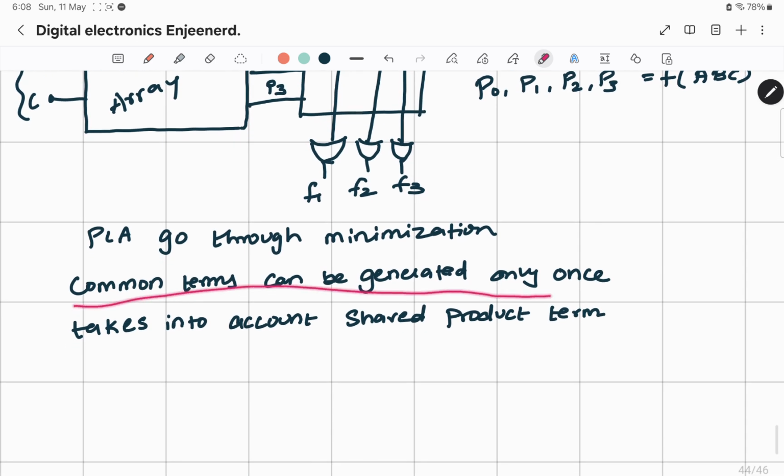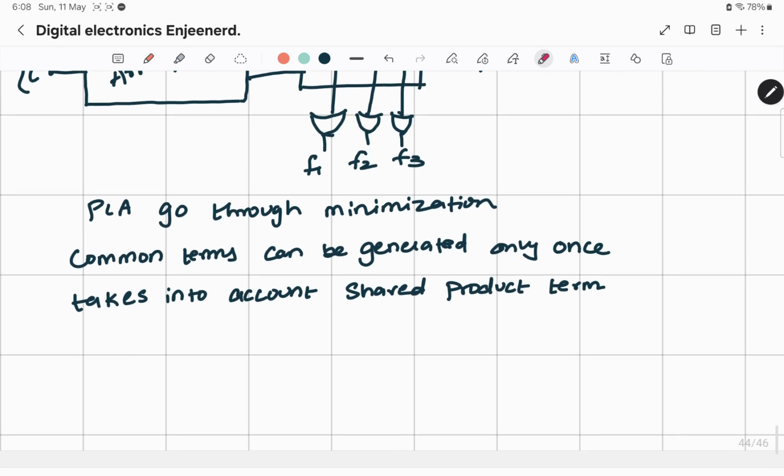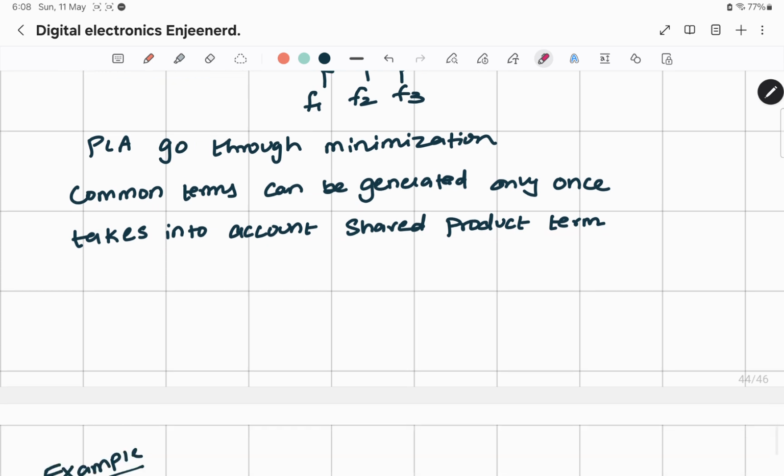Common terms can be generated only once. Means if this function has one term which is common to this function, I will not generate it twice. I will generate it once and I will use it here also and here also, right? So common terms can be generated only once. It takes into account the shared product term. Whatever product term I can share with multiple functions, I will share.